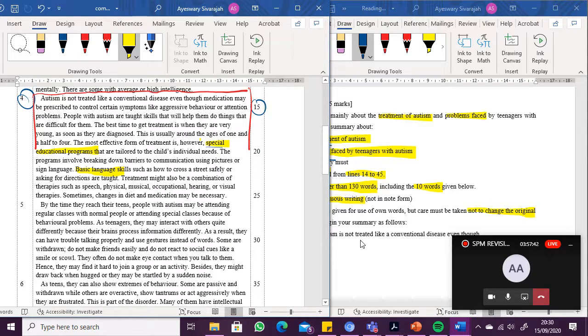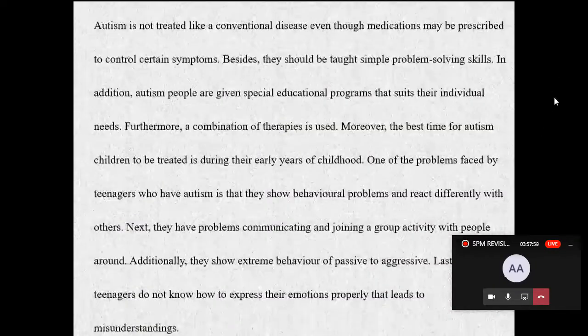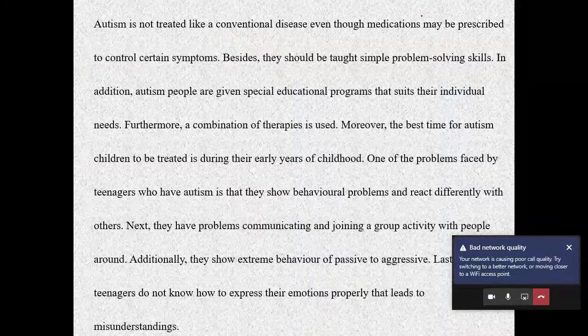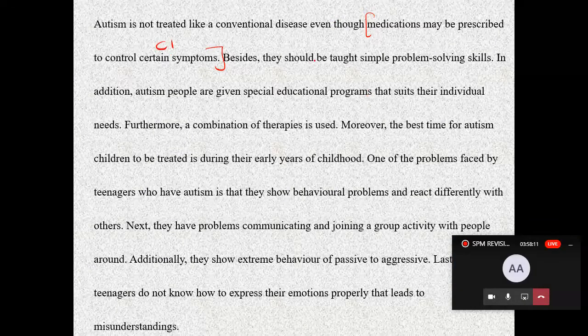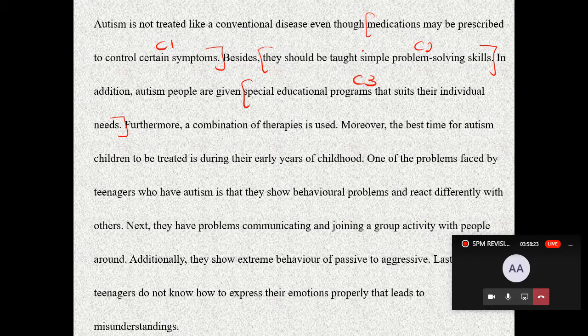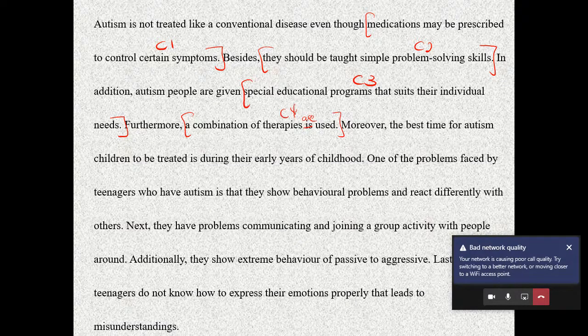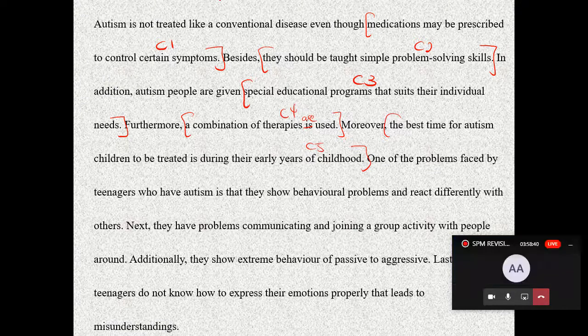Why I ask you to write out is that you write from there to here, and then if you want to change it, you can. If you do not want to change it, you can just start writing. For this passage, I have done the writing and it's here. So my points will be here. This is: medications may be prescribed to control certain symptoms. This is C1. Should be taught problem-solving skills, my C2. This is content, okay? In addition, special educational program that suits their individual needs, content 3. Furthermore, a combination of therapies, C4. Moreover, the best time for autism children to be treated is early, C5. So this is already treatments.